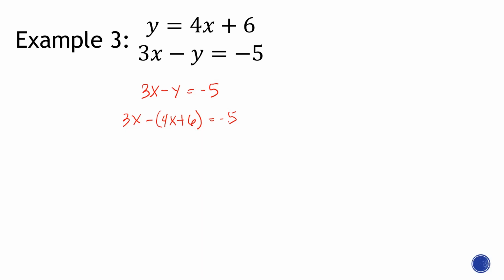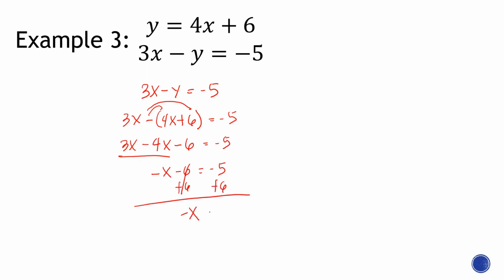And then we just need to solve this. So this is 3x. Distribute that negative to 4x and 6, equals negative 5. Combine these two. That's negative x. Minus 6 equals negative 5. That's right. We add 6 on both sides. That's the next step. So this is negative x equals 1. We want x to be positive, so we will divide by negative 1 on both sides. So x equals negative 1.